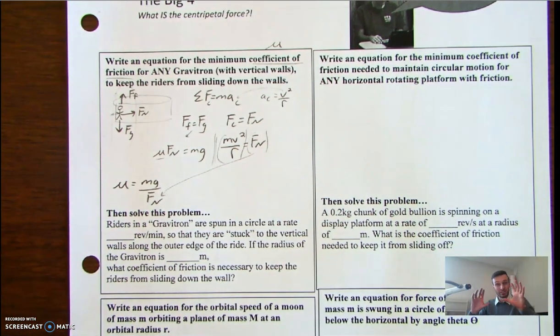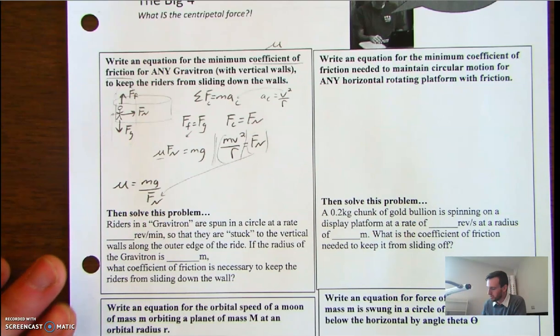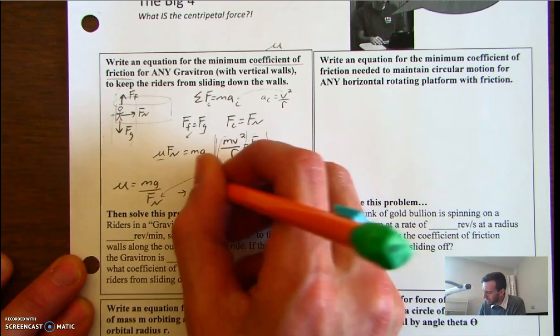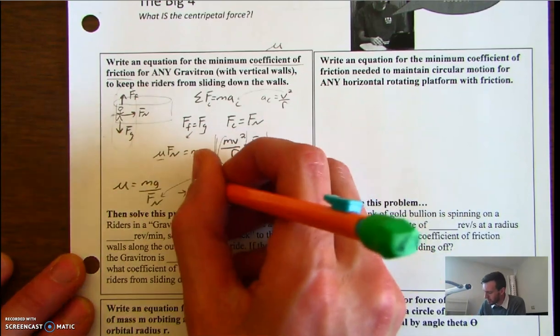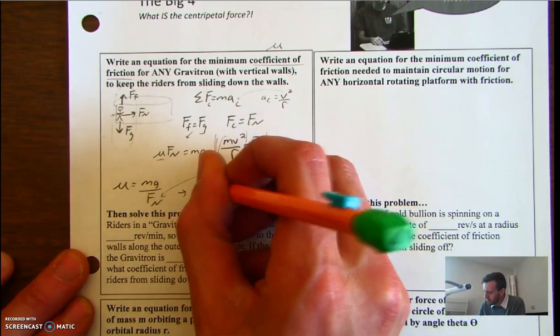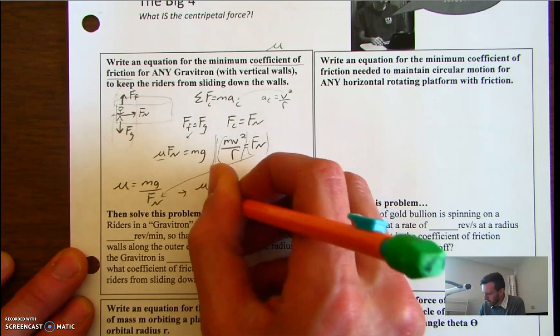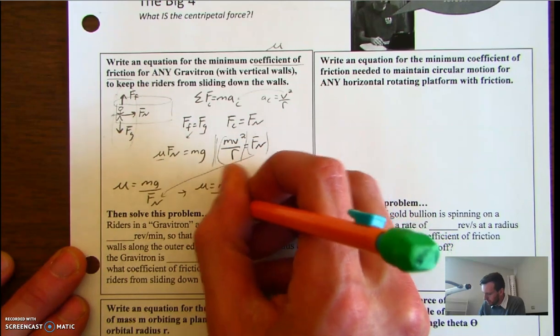You have two equations with the same unknown. You can solve for that unknown in one equation and plug it into the other equation. Substitution, that's exactly what we're doing here. And so it's a little funky with the fraction. I'll show you how this works. But that means that mu is going to be equal to mg divided by mv squared over r.